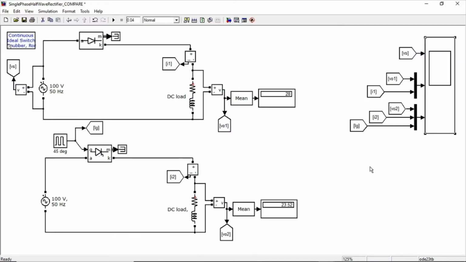For this simulation, the firing angle of the control rectifier is set to 45 degrees. Then, the output voltage and current waveforms of the uncontrolled rectifier will be connected to the second axis of the scope, while for the control rectifier, it will be connected to the last axis of the scope.